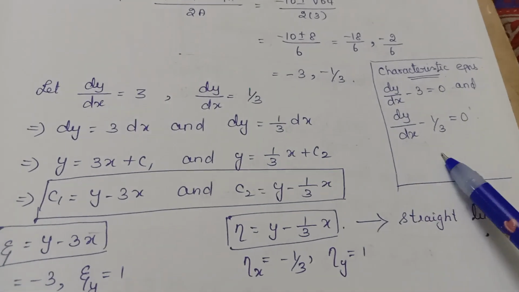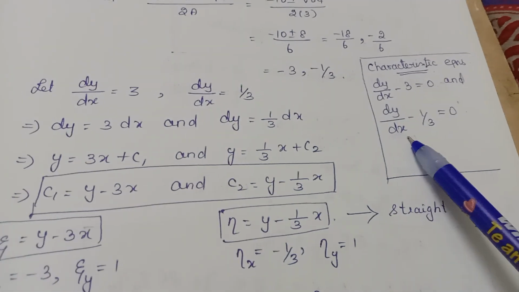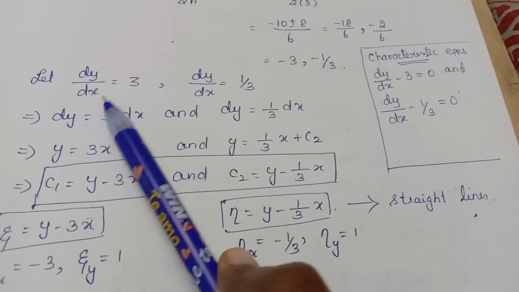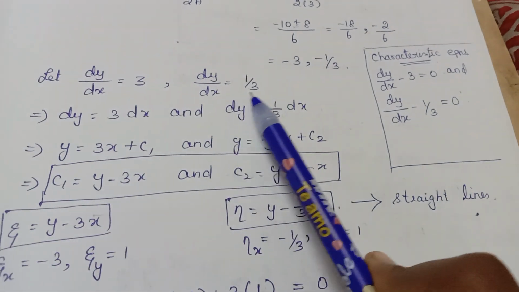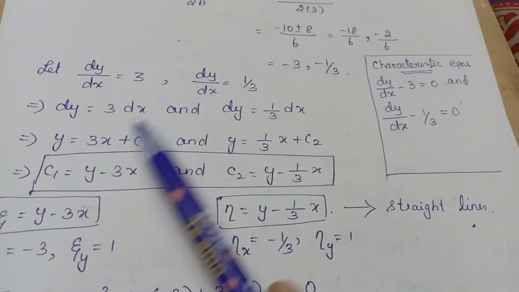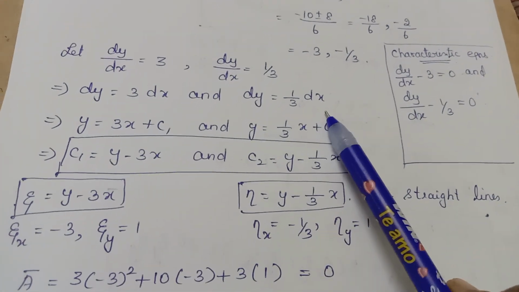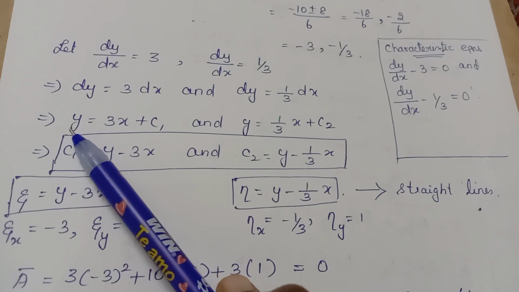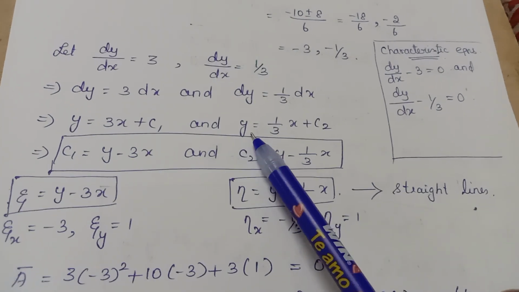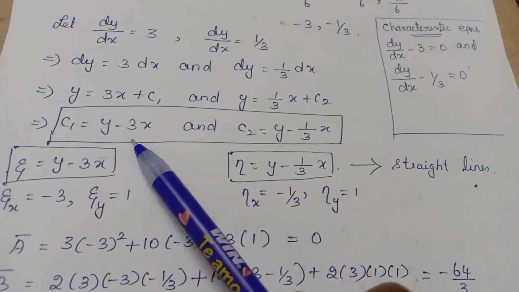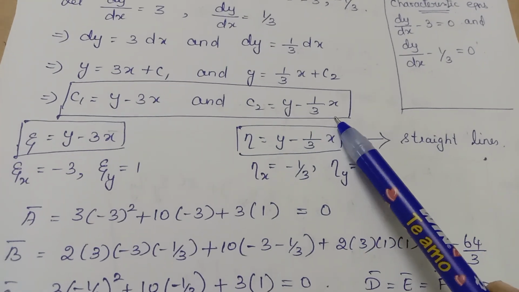Okay. After writing the characteristic equation, we are going to solve this one. So let me come back here. The first equation will become dy by dx equal to 3. The second one is dy by dx equal to 1 by 3. I am going to integrate this. Okay. So dy equal to 3 dx and dy equal to 1 by 3 dx. So after integration, y equal to 3x plus c1, and here y equal to 1 by 3x plus c2. You take c1 equal to y minus 3x, and c2 equal to y minus 1 by 3x.